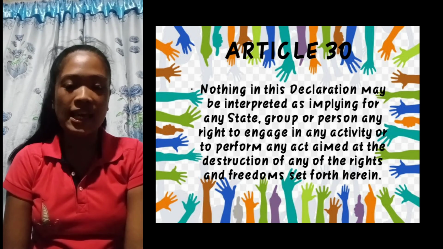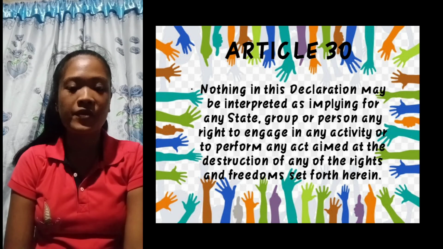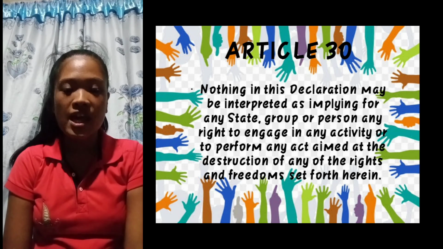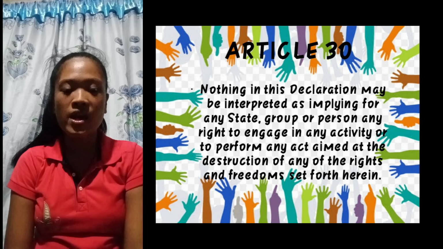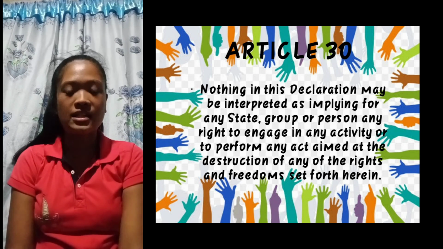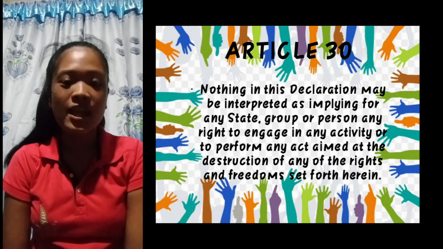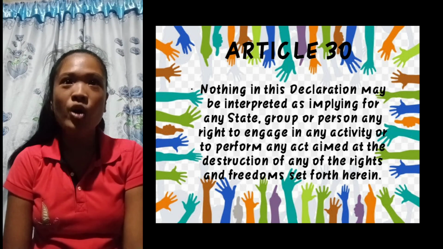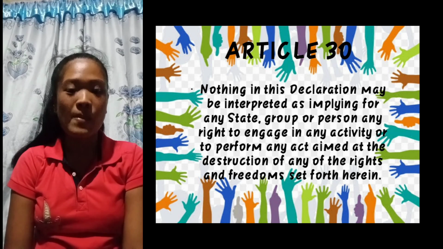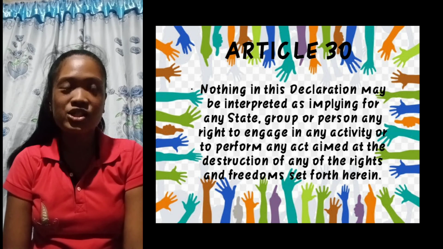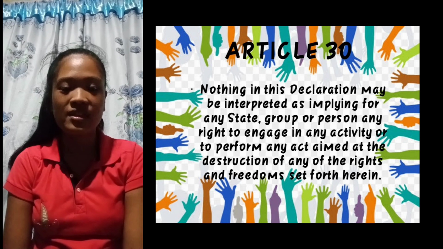Article 30. Nothing in this declaration may be interpreted as implying for any state, group, or person any right to engage in any activity or to perform any act aimed at the destruction of any of the rights and freedoms set forth herein. So those who violate the law under all articles from Article 1 to 30 are punishable by law. No one shall go against any of the articles given.